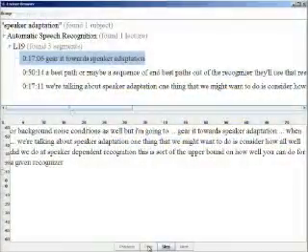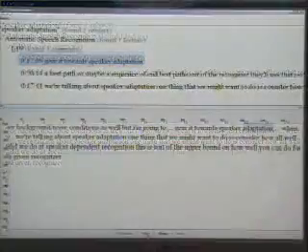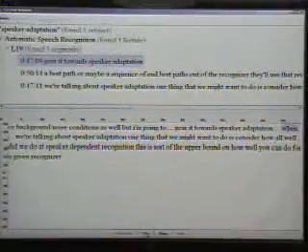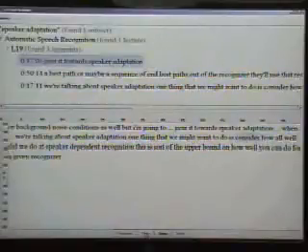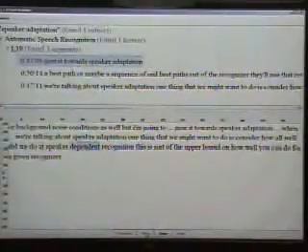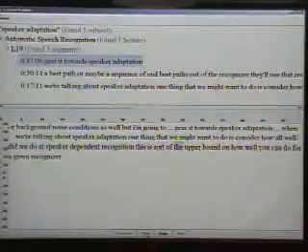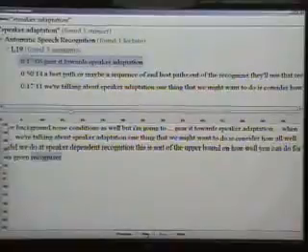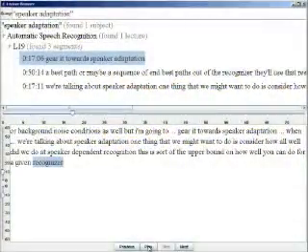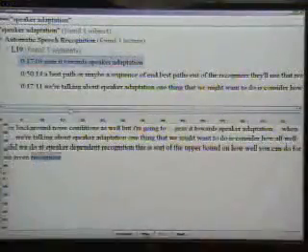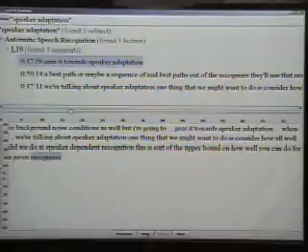Or background noise conditions as well. But I'm going to gear it towards speaker adaptation. So when we're talking about speaker adaptation, one thing that we might want to do is consider how well we do at speaker-dependent recognition. This is sort of the upper bound on how well you can do for a given recognizer.